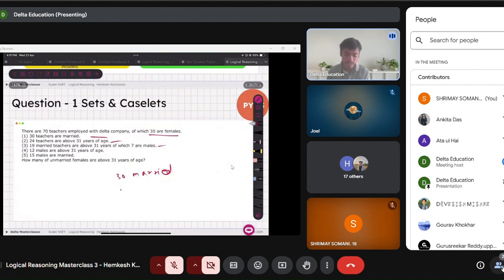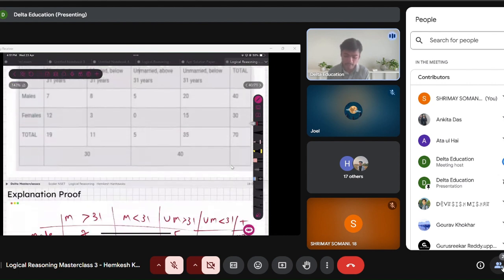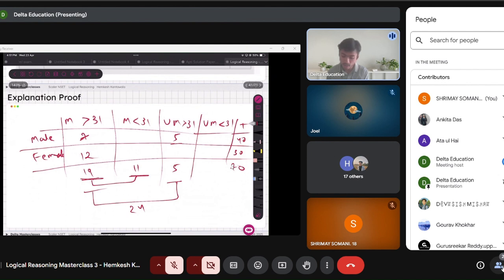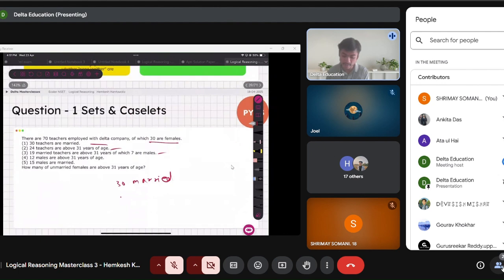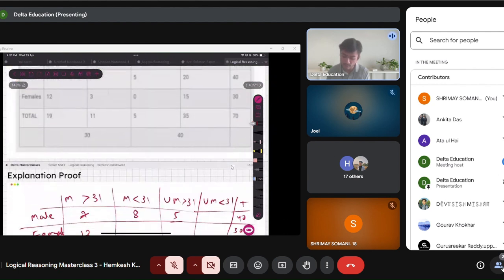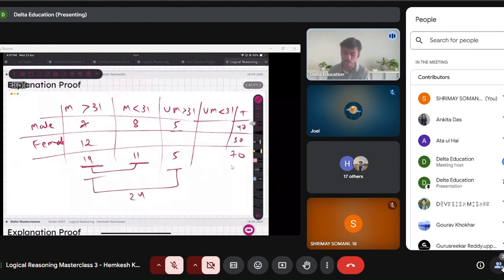15 males are married. Males are 7, so this would be 3 plus 5, 8. Okay. Now it is said that there are 30 females in all and 40 males. So if we want to find this, it is 8 and 11, so this would be 3.